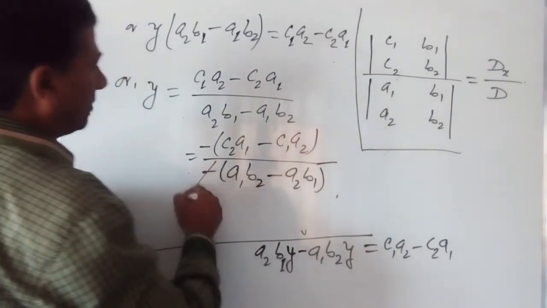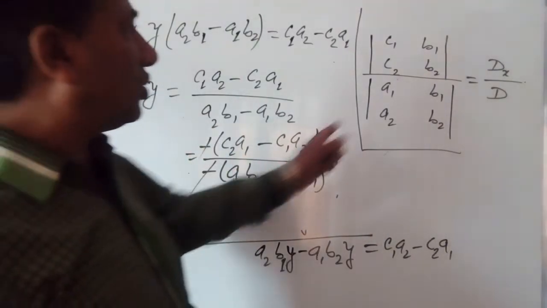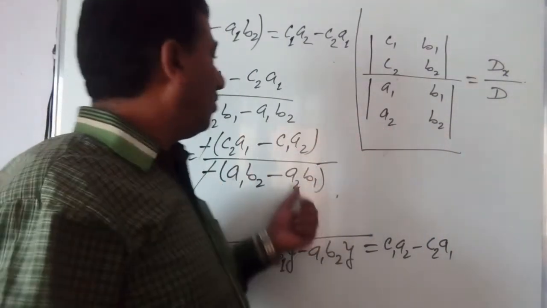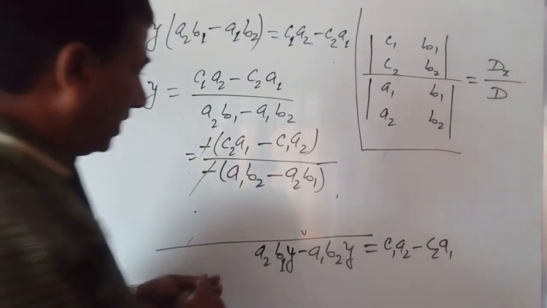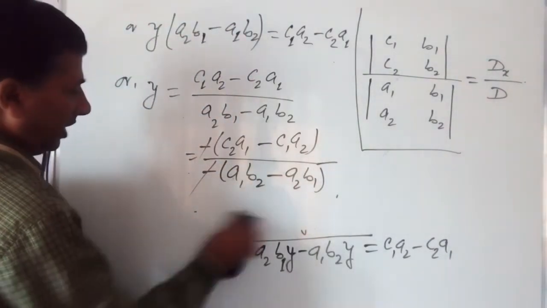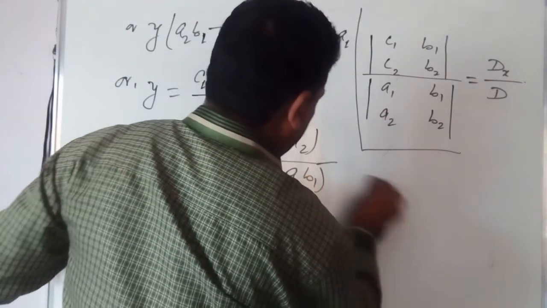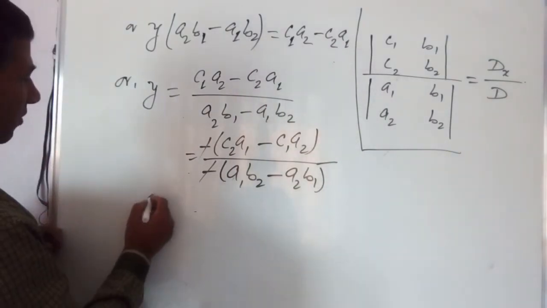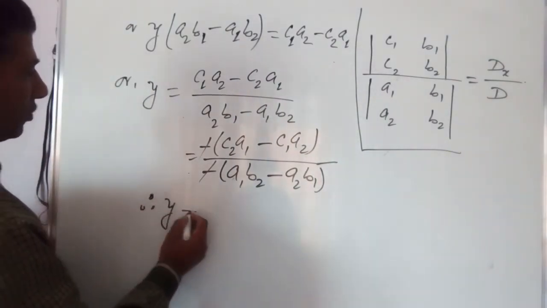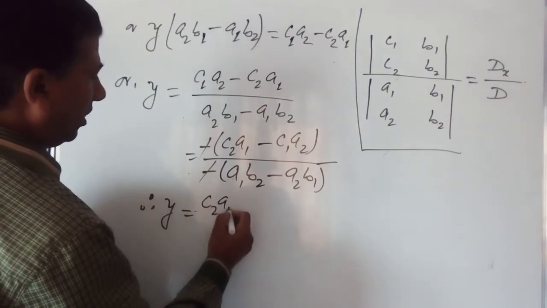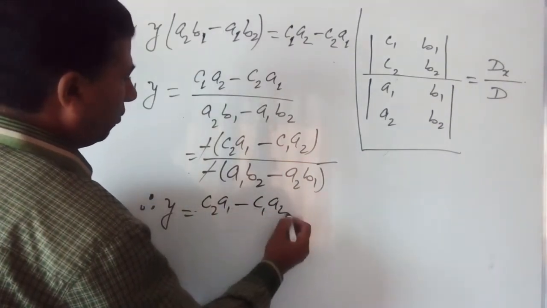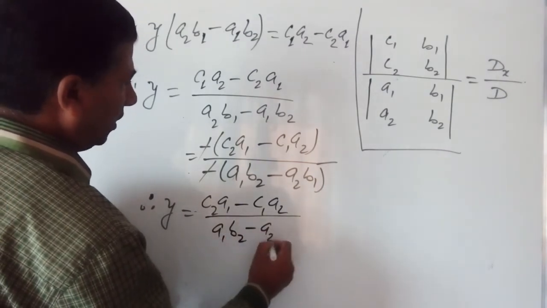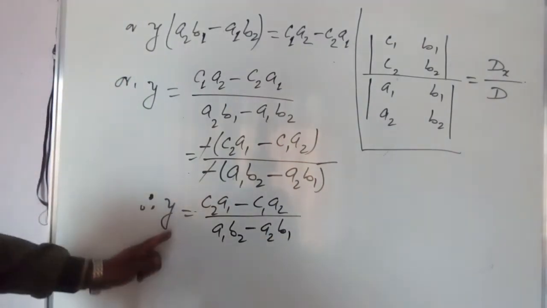Now this minus cancels. Why did we take the minus sign common? Just to make this denominator the same as the one here. To make this same, we have to take the minus sign common. Now, I'll write the value of y here at the bottom. Therefore, y equals (c2 a1 minus c1 a2) by (a1 b2 minus a2 b1). Now we found the value of y.